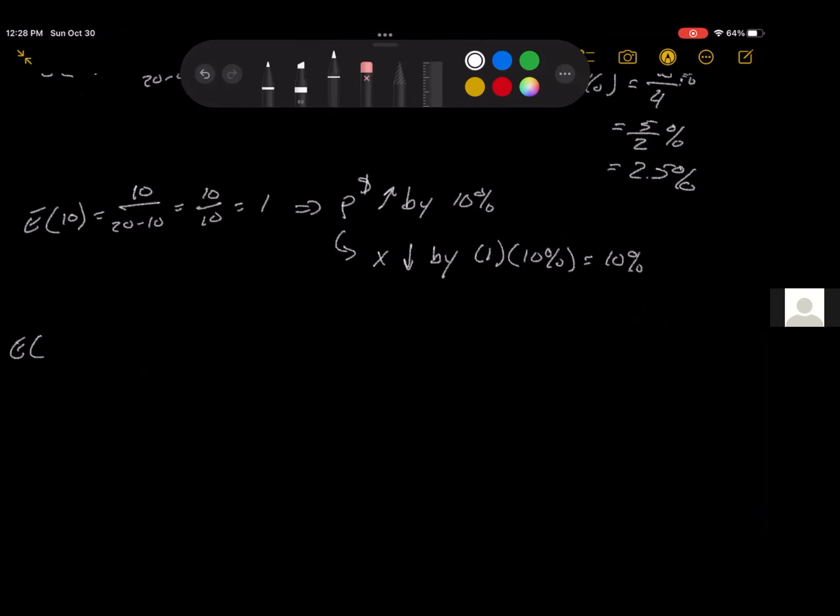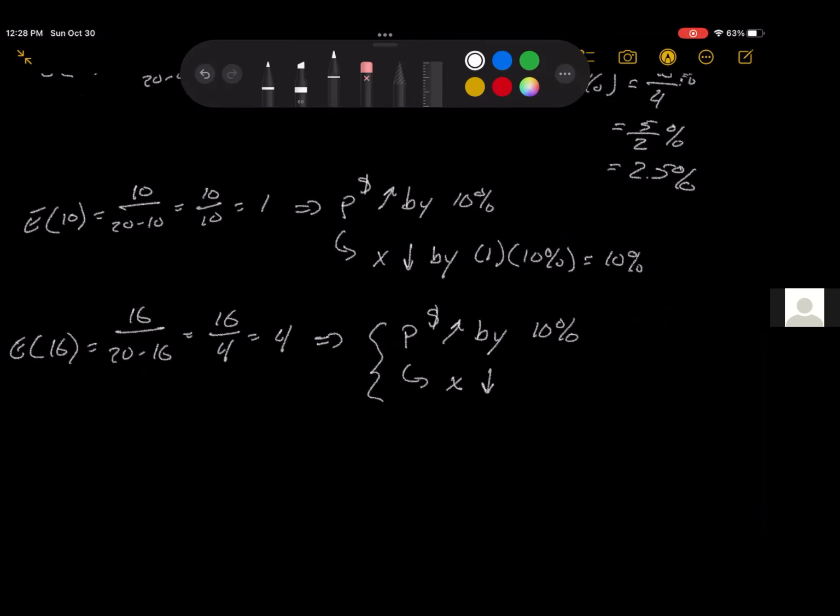And then we could study the elasticity at the price point of 16. So that is going to be 16 divided by 20 minus 16, or 16 over 4, or 4. So the conclusion here is if I increase my price by 10%, that is going to make my demand decrease by 4 times that amount, or 40%. Right, so here would be an instance where you don't want to increase your price, because if you increase your price by 10%, then you lose more than that in your demand. Your demand actually drops by 40%.